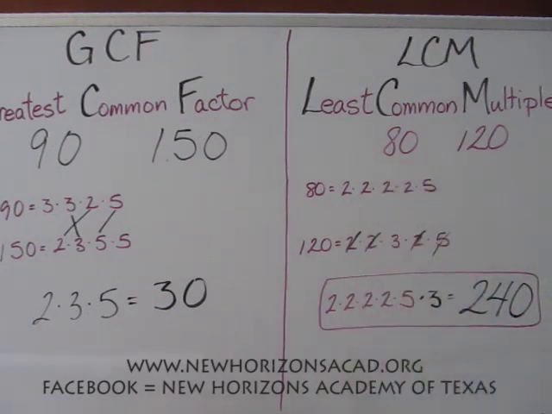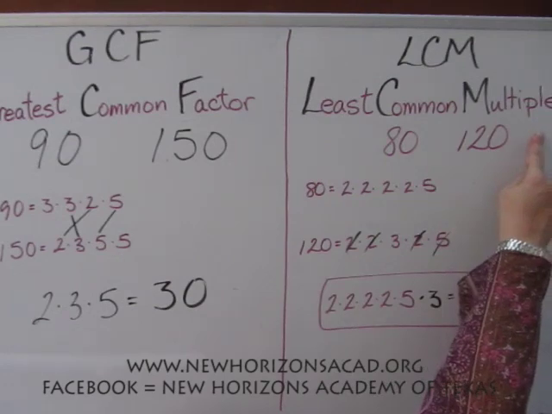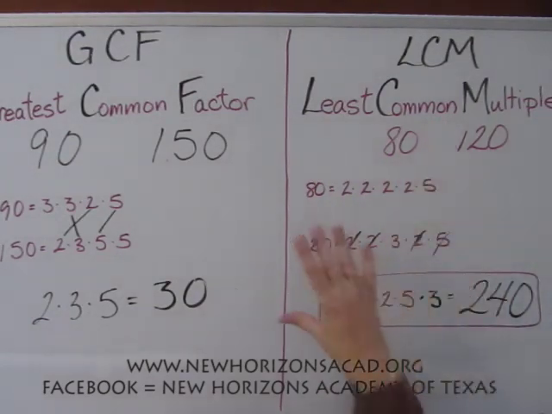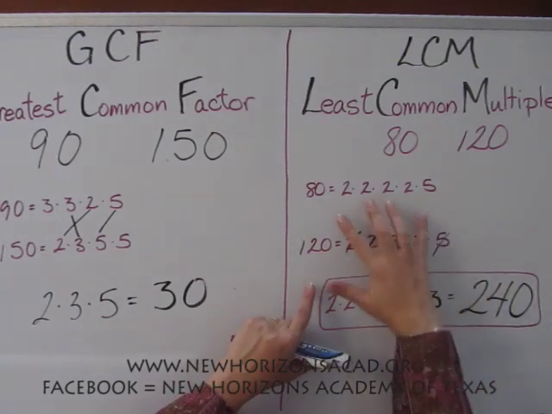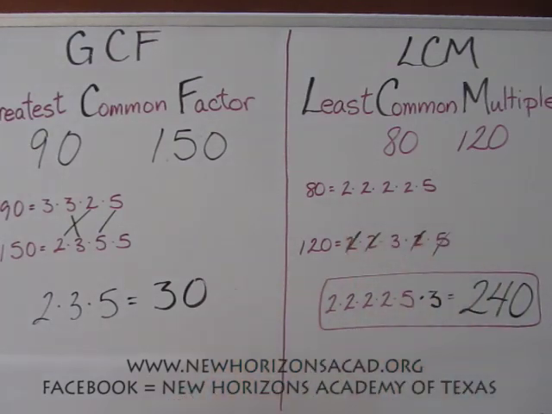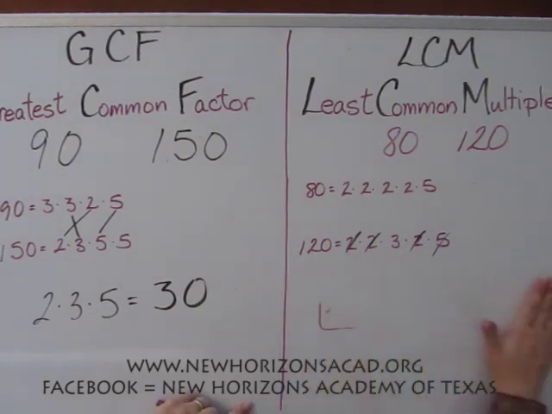240 is a multiple of 80. It's 3 80's. It's a multiple of 120. It's 2 120's. So I've found the smallest multiple these two numbers have in common by taking their ingredients and making sure that my new number has all the ingredients of each of the numbers, but no more than I need to have. I'll do another one of these.